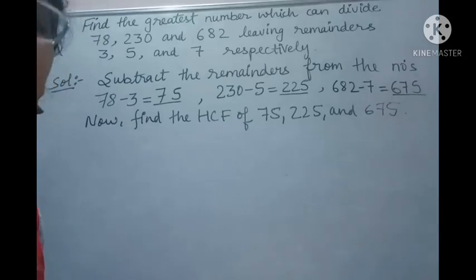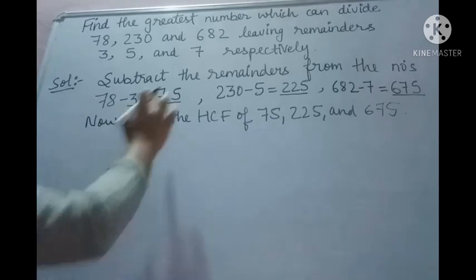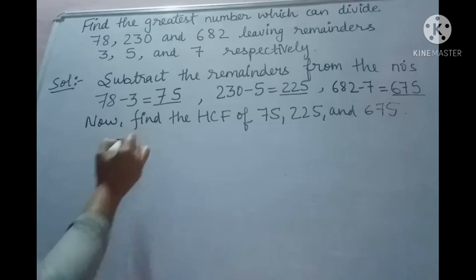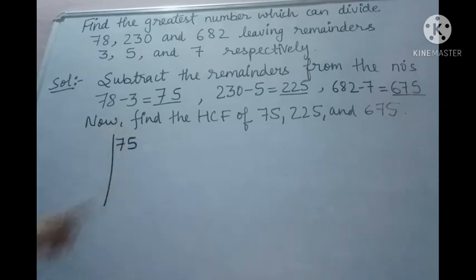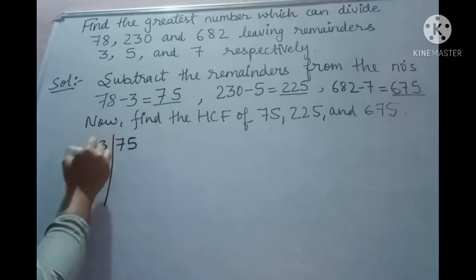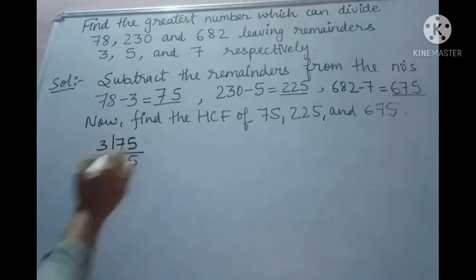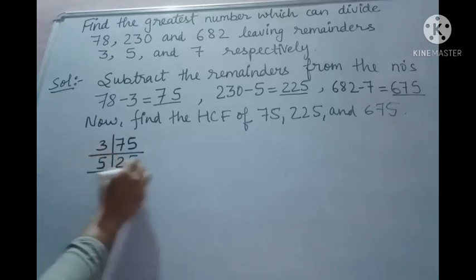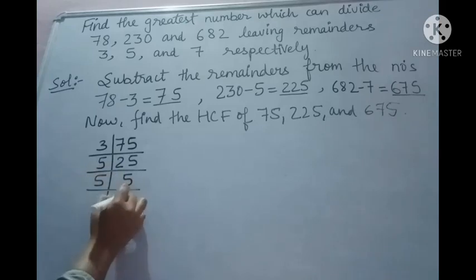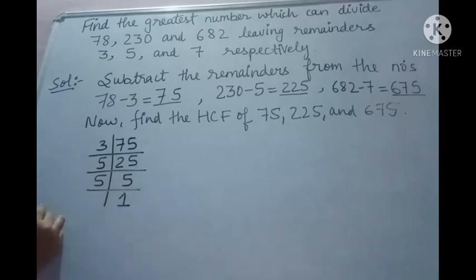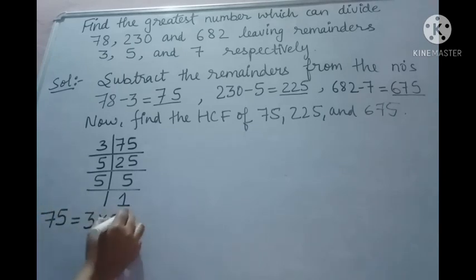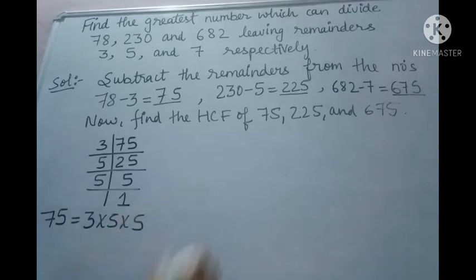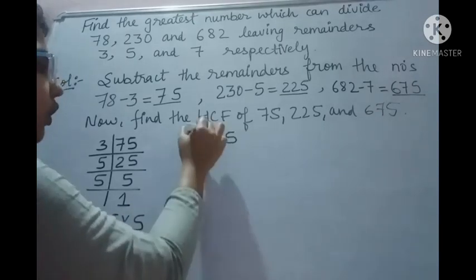I am using the prime factorization method here. As we know, in the prime factorization method we find the factors of the number. Starting with 75, this is an odd number, so we take an odd prime, which is 3. 3 fives are 15, this leaves 25, which we divide again by the next prime number, 5. 5 fives are 25, and 5 ones are 5. So 75 is equal to 3 multiplied by 5 multiplied by 5.